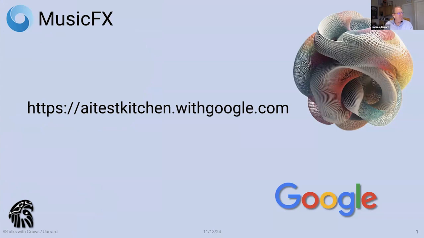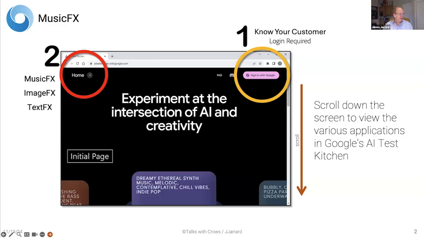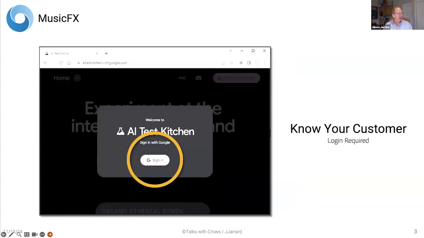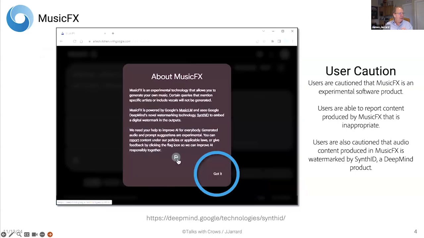Address, because it's pretty cryptic. We're going to look at this in just a second. AI Test Kitchen with google.com. So this is Google scientists, and this is how they are experimenting. And you know it's going to demand that you sign in, that you authenticate who you are. AI Test Kitchen, and you're going to sign into it.